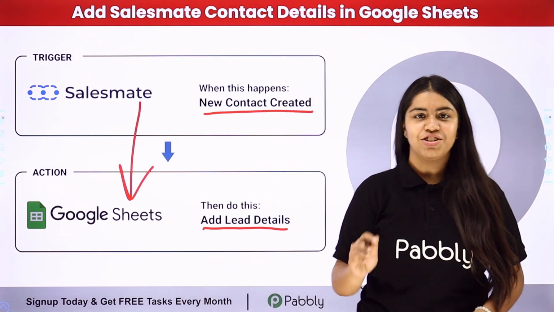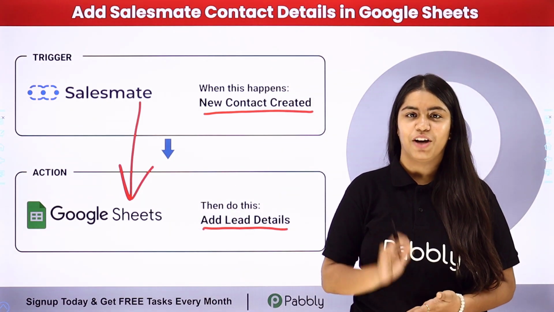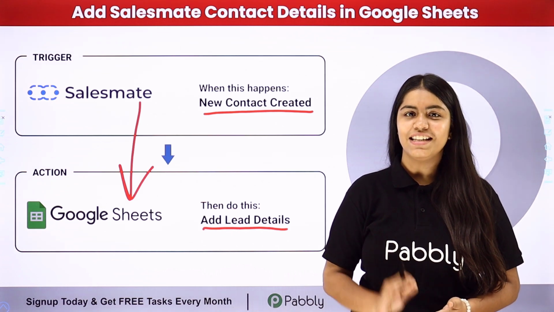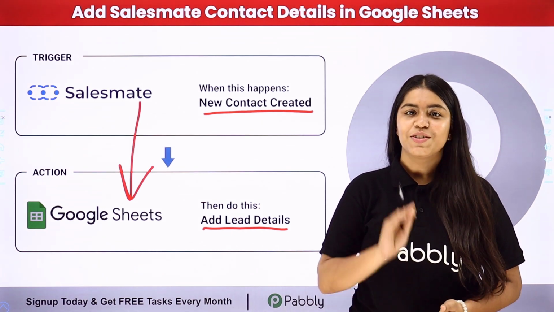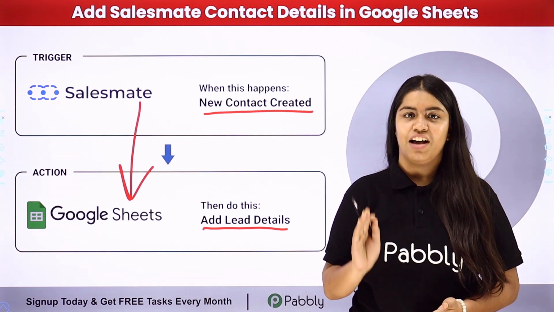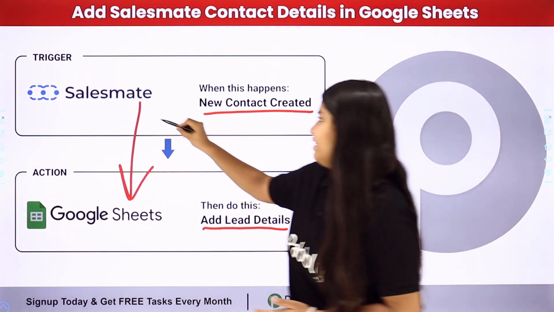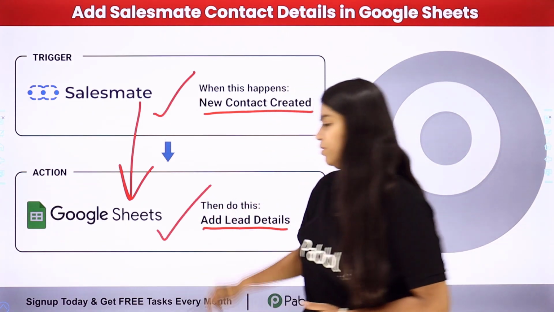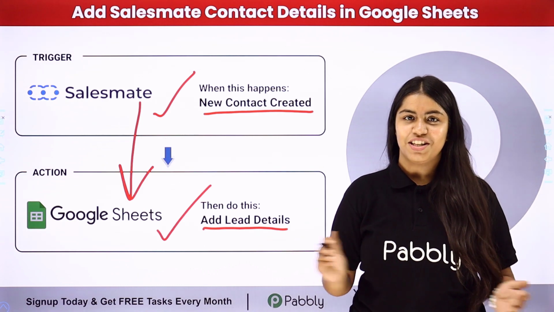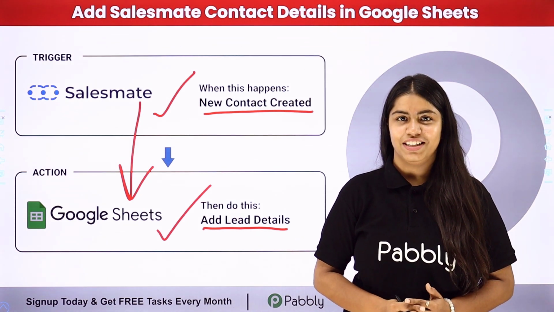To create this connection without knowing any coding language, we are going to use Pably Connect. It is an amazing automation software. So in Pably, we have the concept of trigger and action. For trigger, we are going to use Salesmate, and for action, we are using Google Sheets. So if you want to learn this process step by step, follow me through the screen.